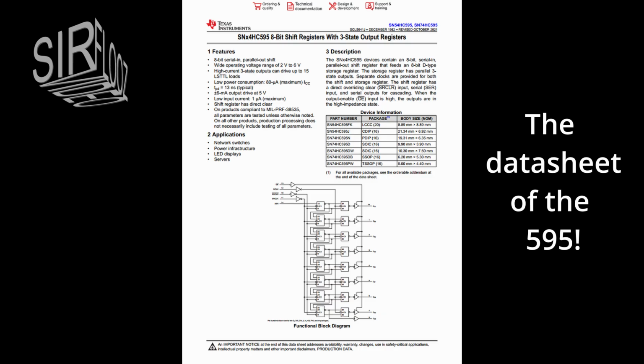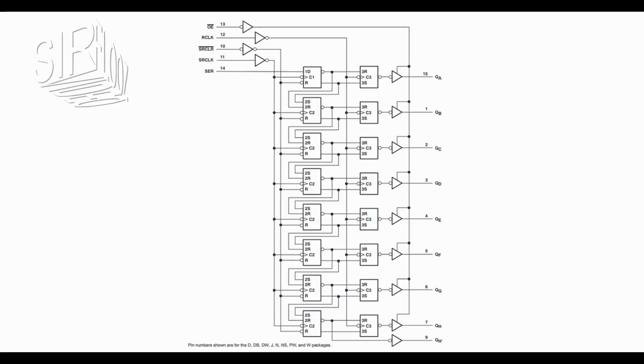The datasheet of the 595. The control signals are SER, that's the line for the serial data, SRCLK, that's the clock signal for the serial data line, and the inverted SRCLR clears the registers. RCLK transfers data to the storage register, and the inverted OE enables or disables the outputs.